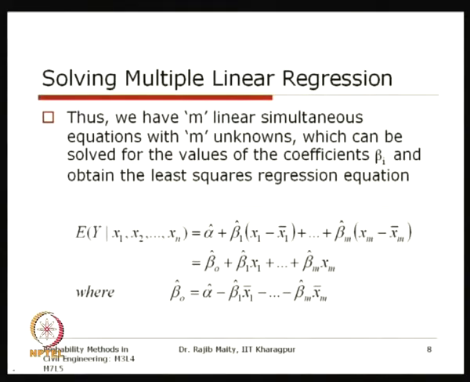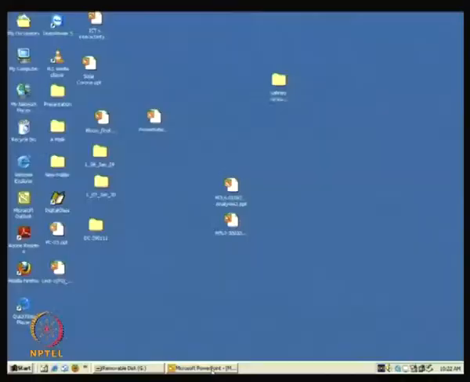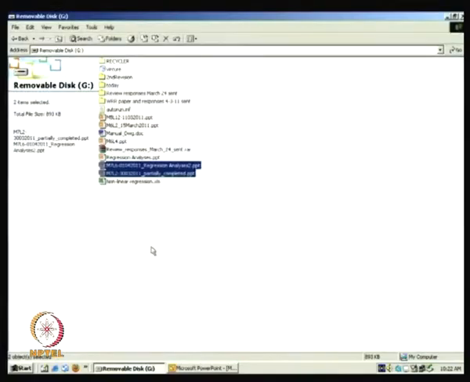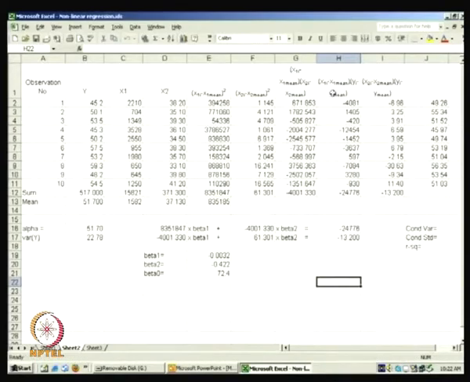If you want to see this in a larger font, you can refer to this Excel file, where you can see more clearly the calculation that we have done.